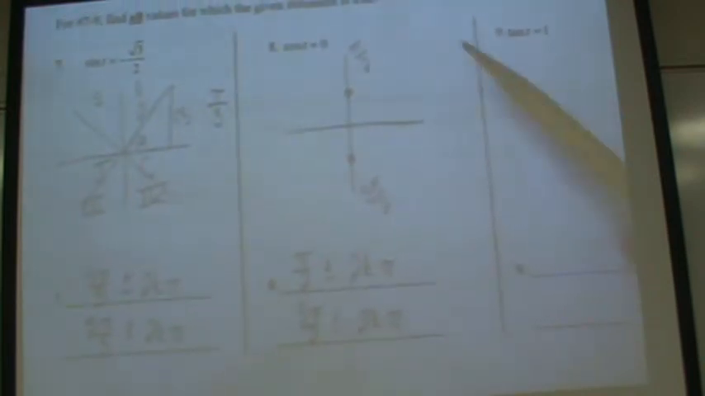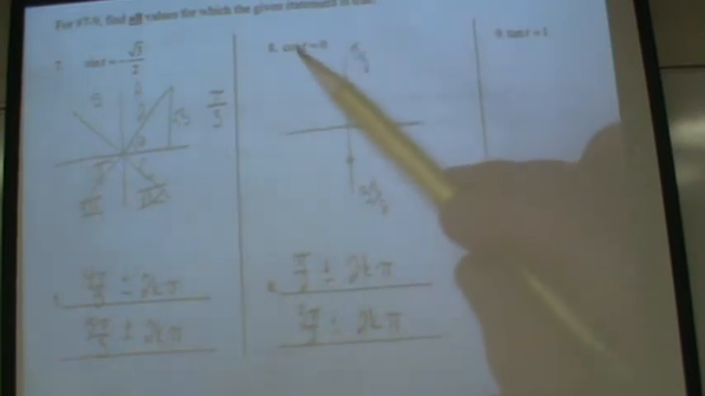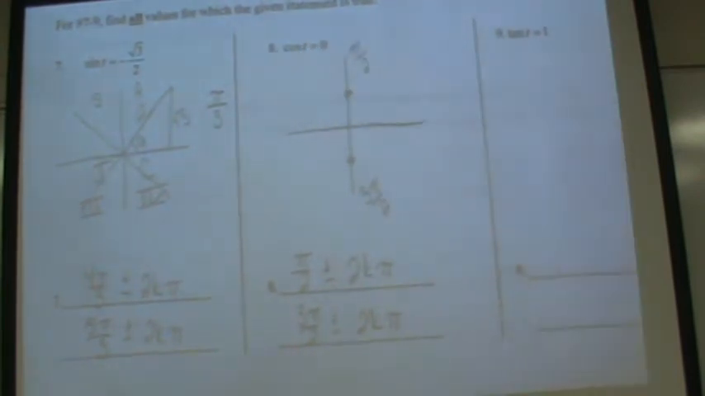Also, thinking about this with your unit circle, remember that cosine is y over your radius. So whenever your y is 0, you're going to get a 0. Oh, that's how you got those two. Either way, you can think about it.